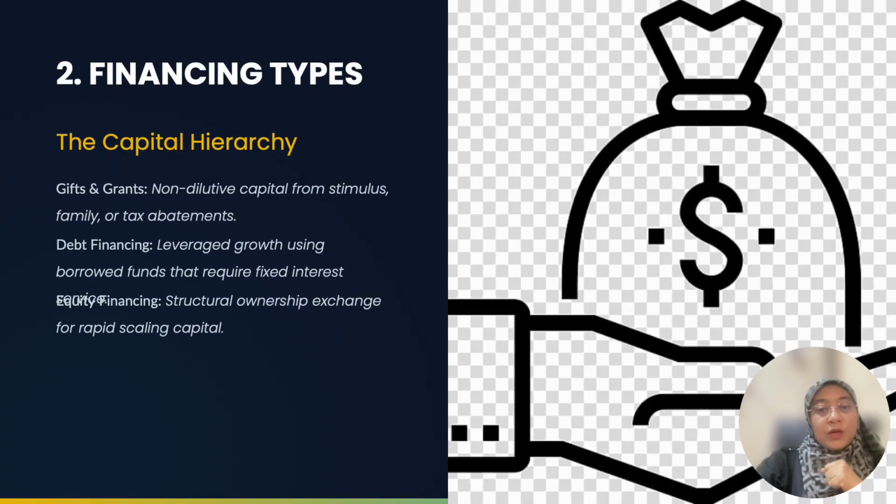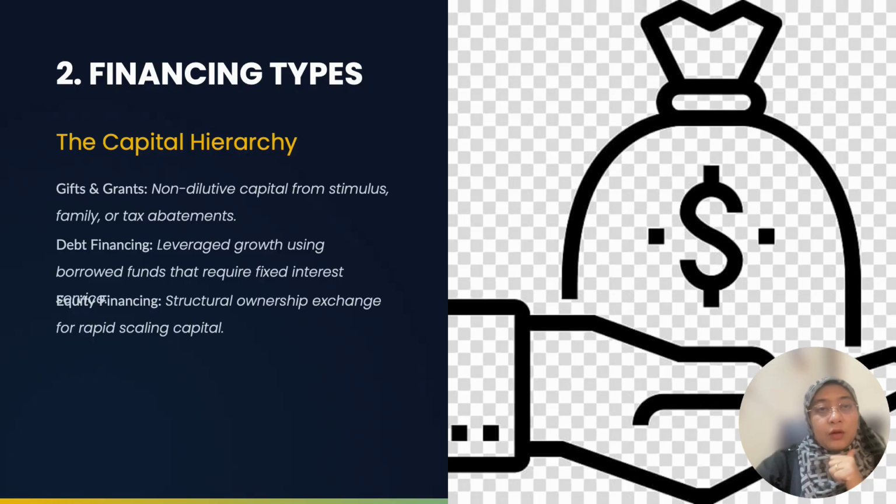Next, moving to our second outcome, which is to compare the types of business financing available when internal cash in your company itself isn't enough. You have three primary pathways. First, you can get a gift and grant, which is non-repayable funds from the family or government stimulus programs that preserve your ownership.